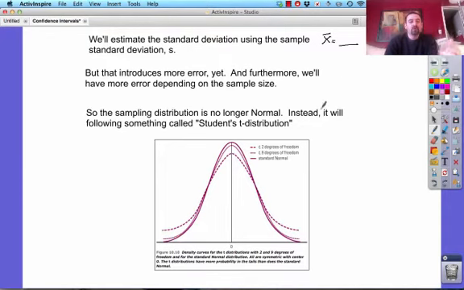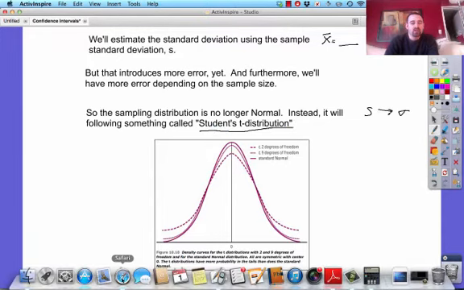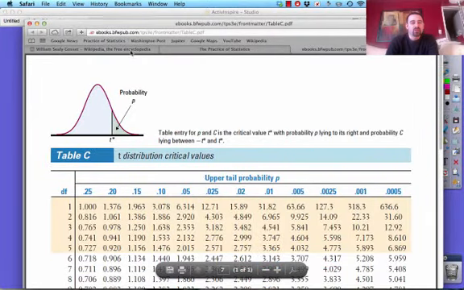So here's what we have to do. We introduce a new distribution, because now what we found is that the old distribution is not normal. If we have to use S to estimate sigma, the distribution actually is no longer a normal curve. Instead, it's something called student's t-distribution. It looks very much like a normal curve, and I'll explain that in a second, but I just wanted to give you a little history lesson, perhaps.